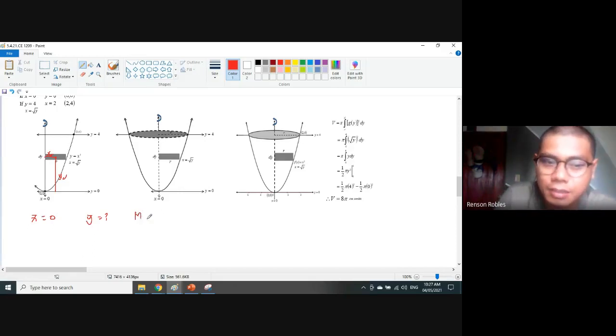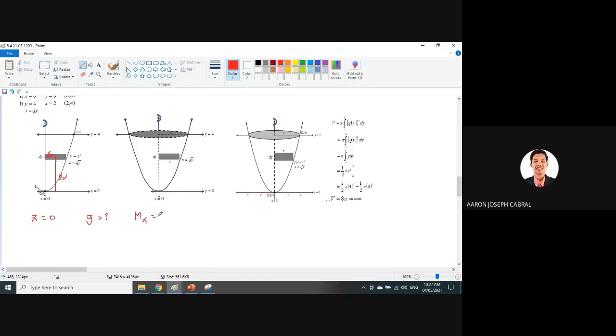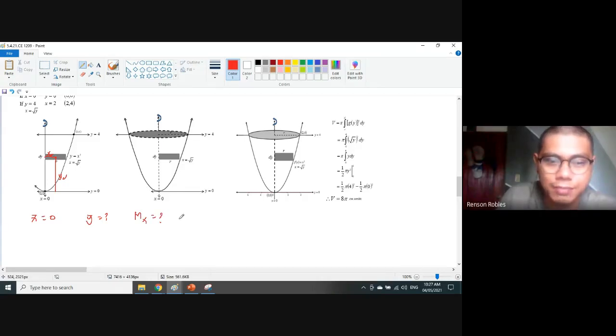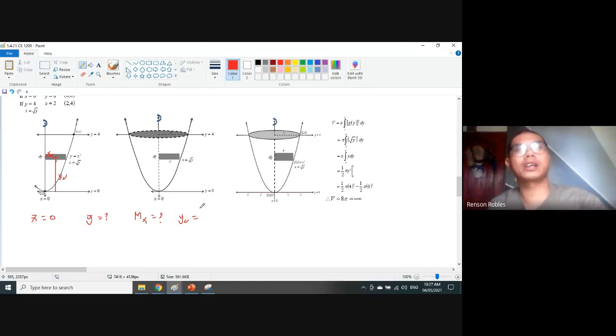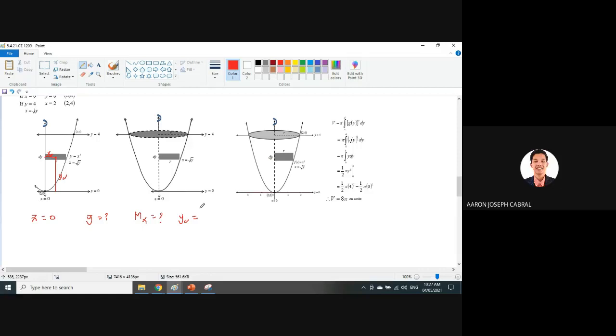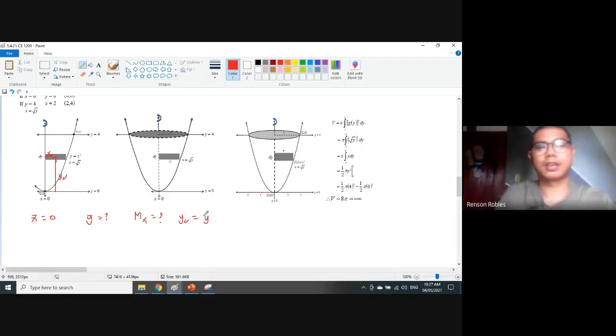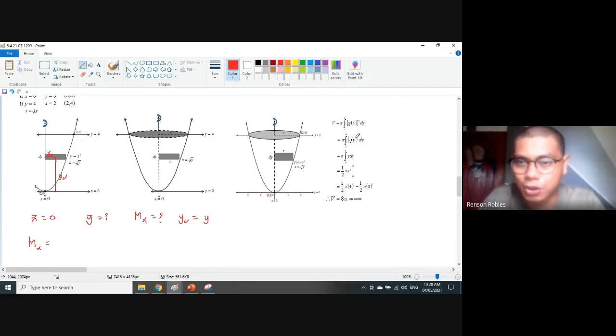Moment in x. Good. So what do we need to have? YC. So what is YC? We are taking an element that is horizontal, so that's y. And then we now compute for the moment in x.